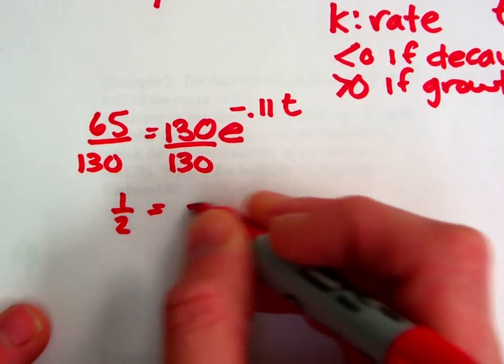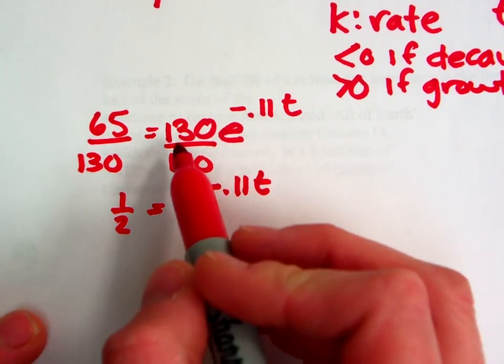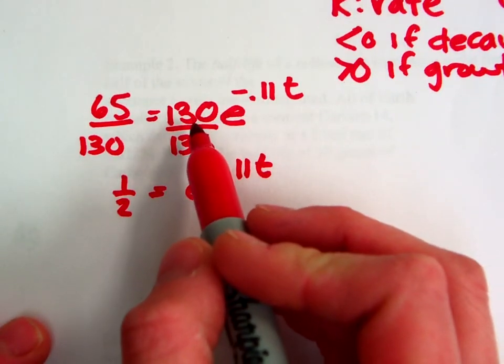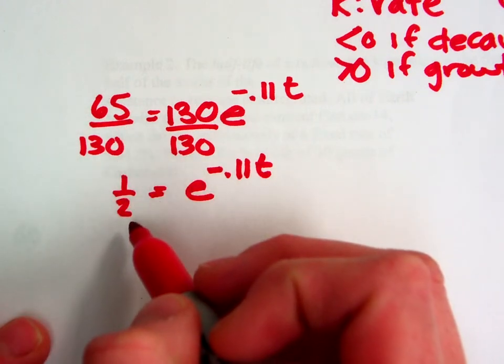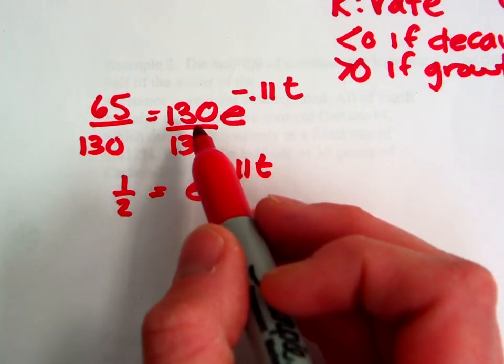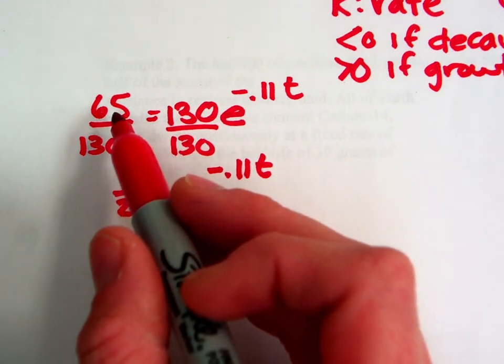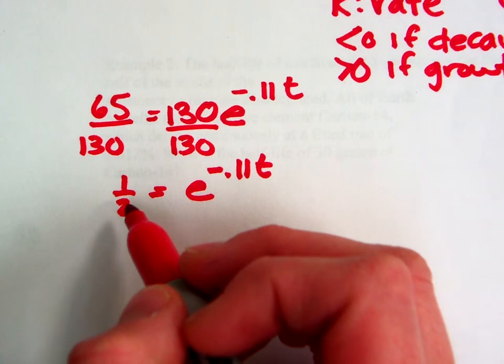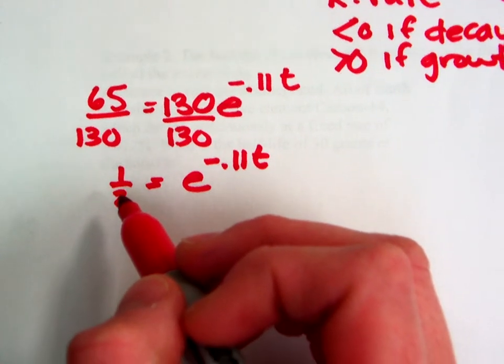This is also called half-life, because it doesn't matter how much I start with. When I cut it in half, I'm always going to end up with a half here. So if I start with 200 milligrams of caffeine, this would be 100, and that would also give me a half. You'll see that in the book. Occasionally you'll see something called half-life, and that's what they mean by that.